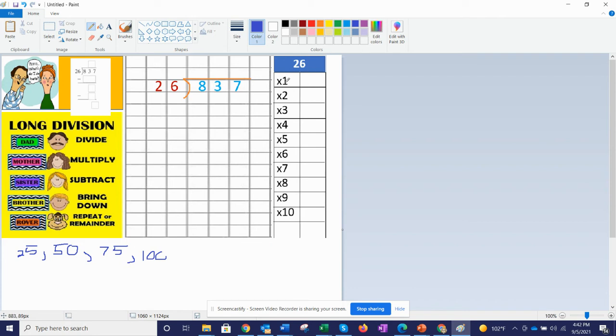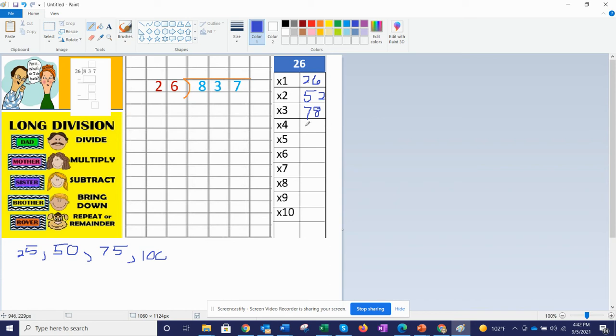Obviously, remember the times 1 rule. That 26 times 1 is going to be 26. The number stays the same when you multiply by 1, right? All right, so 26 times 2 is going to be the same as 26 plus 26, right? 26 plus 26 is, right, 52. Good. And so 26 times 3, you're just going to add 26 again. This time it's 52 plus 26. What's 52 plus 26? Right, that's our 78.